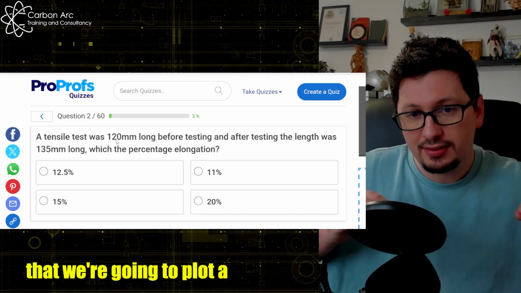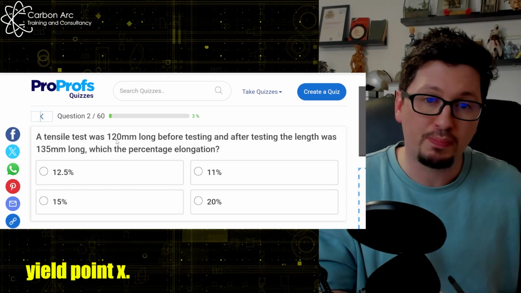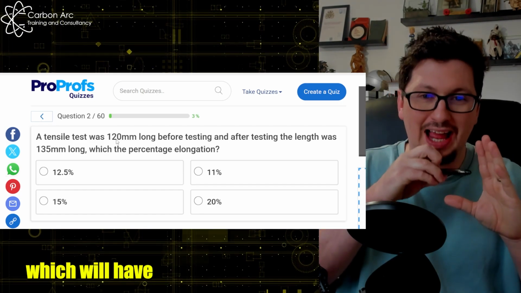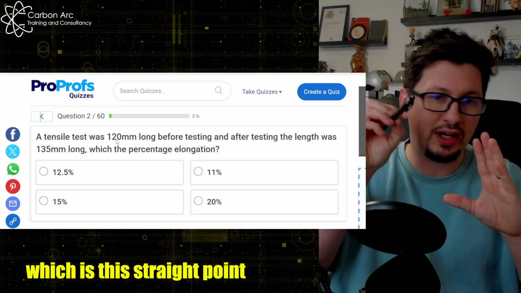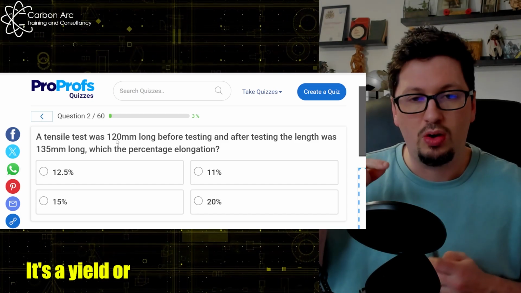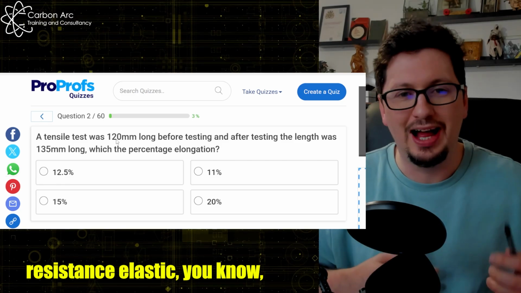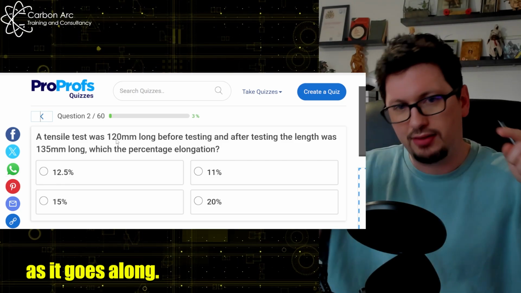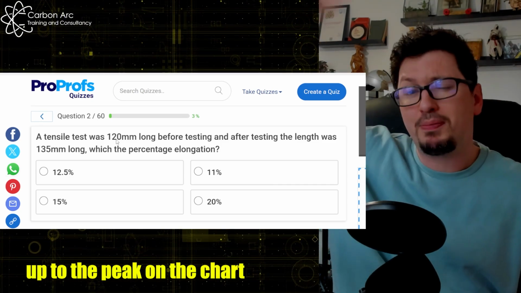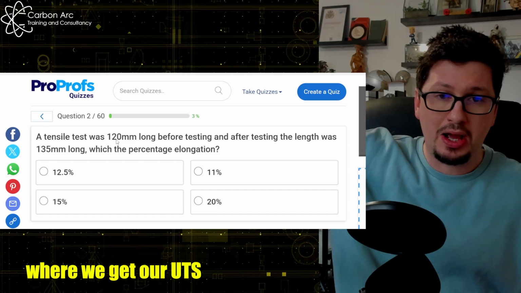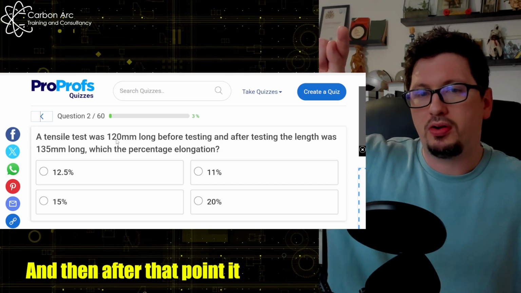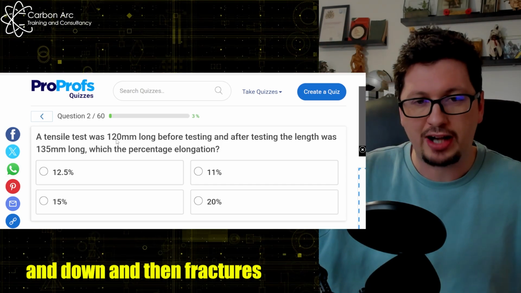As it does that, we're going to plot a yield point. We're going to plot a tensile graph, which will have its elastic region, which is this straight part, which if we pull it and let go, it'll return back to its size. It will then hit its yield or resistance elastique, its Re position as it goes along. And then it'll start heading back up to the peak of the chart where we get our UTS or our resistance maximum. And then after that point, it starts heading down and then it fractures and the part comes apart.